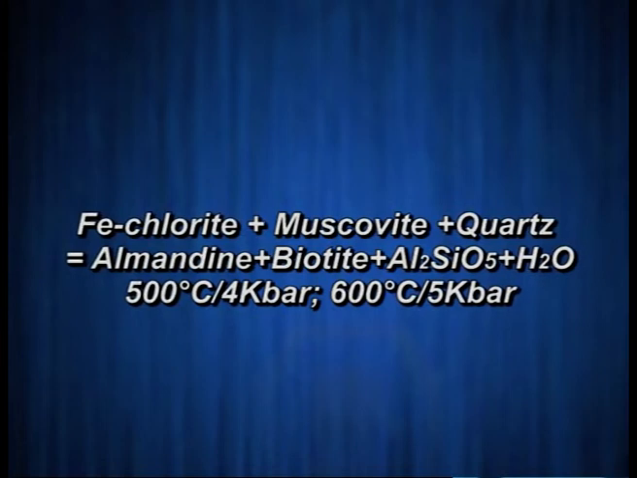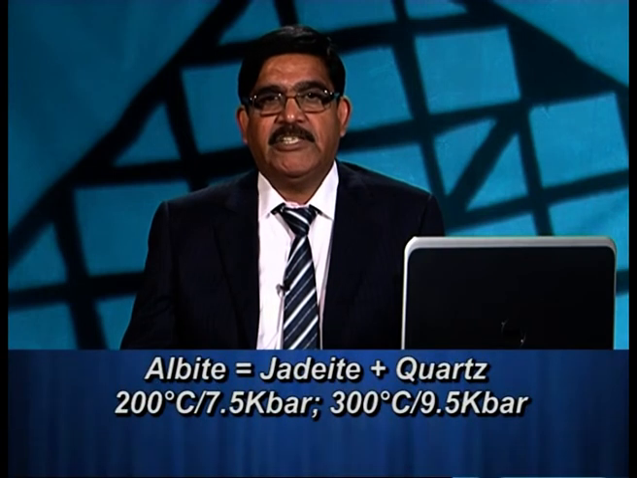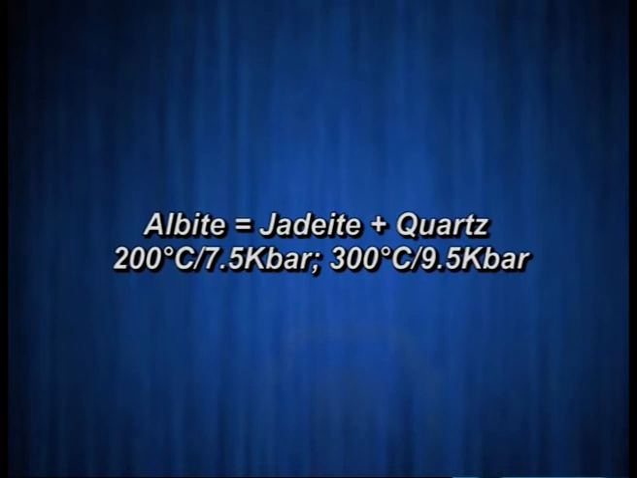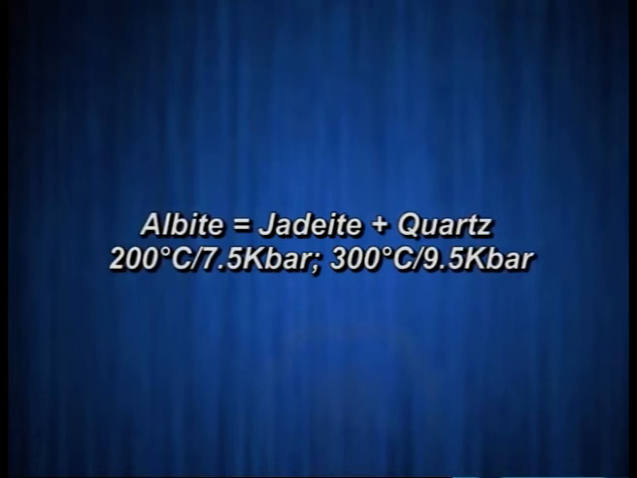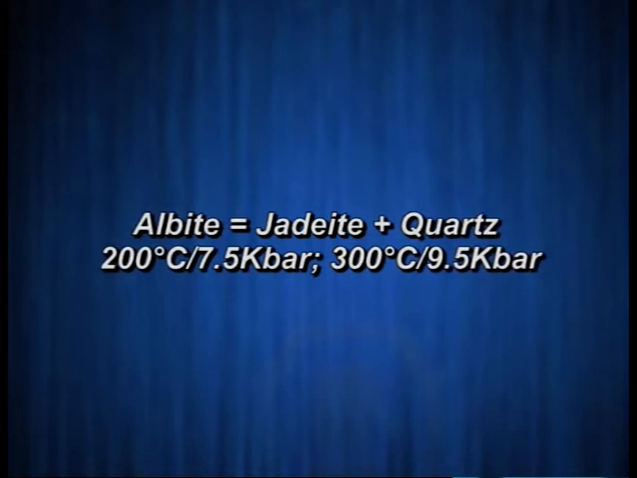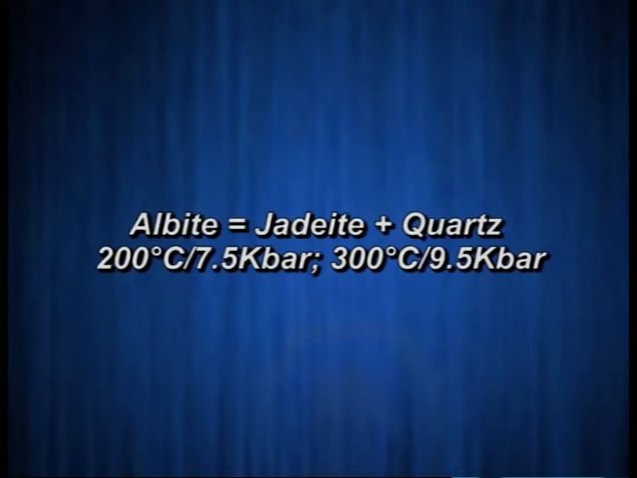5 kilobar. The upper pressure limit may be given by the reaction albite giving rise to jadeite plus quartz, which occurs at 200 degrees centigrade, 7.5 kilobar, 300 degrees centigrade, 9.5 kilobar. Another important reaction is chlorite plus albite giving rise to glaucophane, carried out by Rover in 1972.